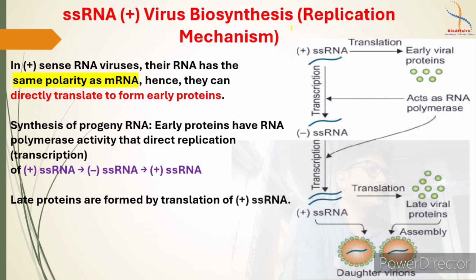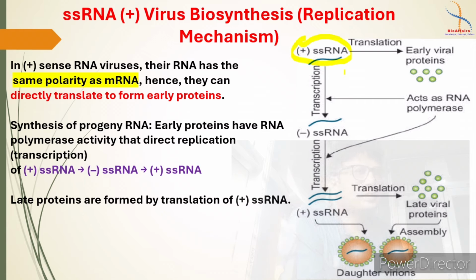So what happens here? At first, from the positive sense single-stranded RNA, some early proteins will be made. Now these early proteins, it may be an RNA polymerase which will help in transcription, means it will make an RNA copy from the parent strand. So what will be the daughter strand? The daughter strand is the negative sense RNA. So why do we need to prepare this negative sense RNA? Because in synthesis mechanisms of DNA and RNA, the complementary strand is produced. Exact copies are not produced. So if there is ATCG, then TAGC will be produced. You cannot directly make ATCG from ATCG, right?